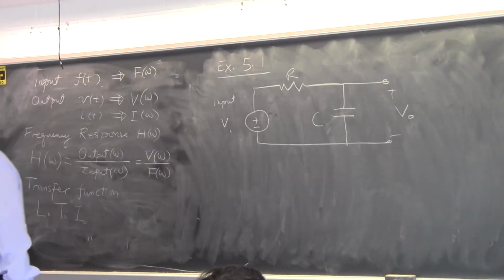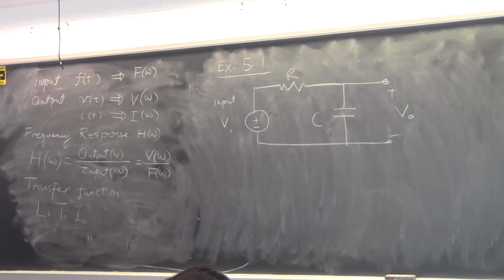If I use this to find V out using a phasor circuit, which formula comes to your mind first? KVL, yeah, that's about correct. Voltage divider, very good. Voltage divider, right?